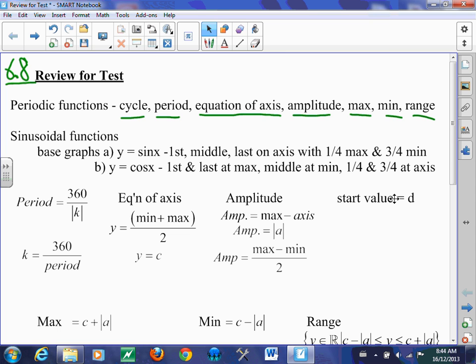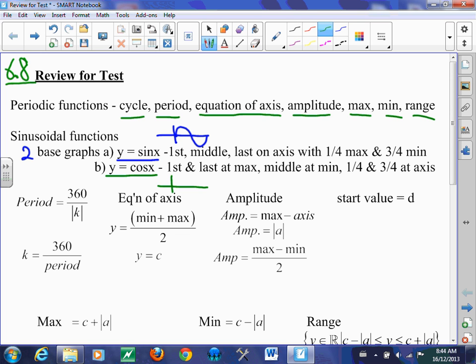Just remember that for sinusoidal functions, ladies and gentlemen, we have two base graphs. One is y equals sine x. So it starts at its axis, goes to its max, goes back to its axis, and then to its min. Okay? Likewise, the cosine starts at its max, goes to its axis, down to its min, and back up. Remember that I'm just showing you one cycle. These are what we call continuous functions, so they should have arrows on both ends when you're drawing them.